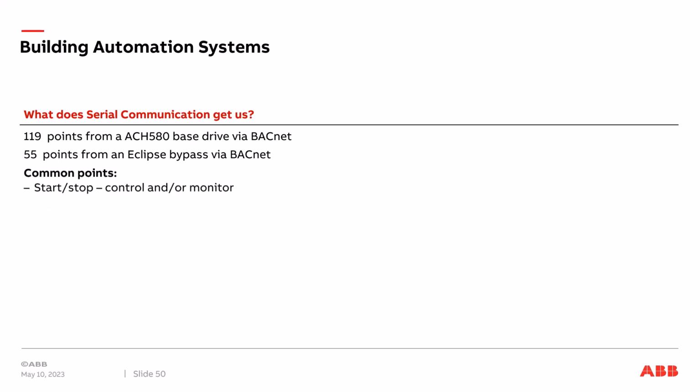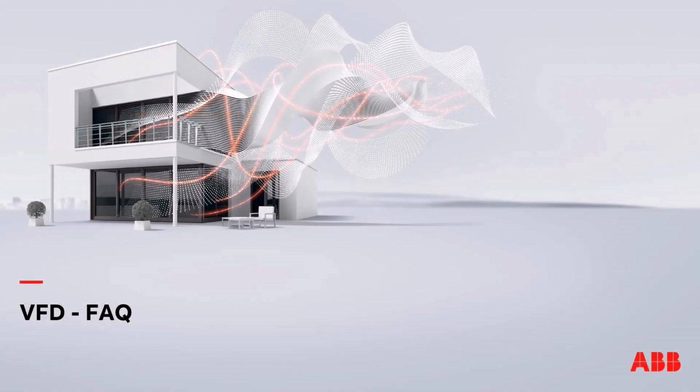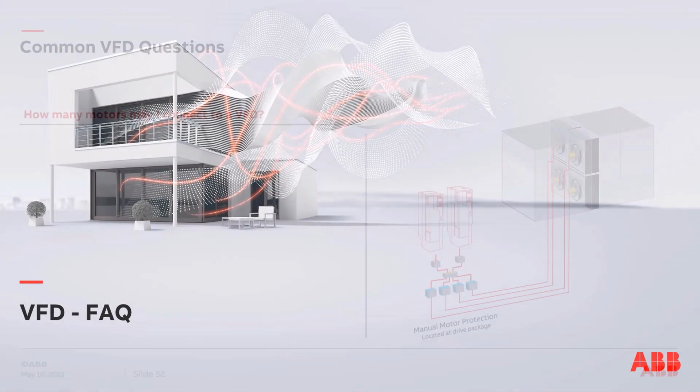The common points are start, stop, control or monitoring, speeds, controls or monitoring, power, monitoring for LEED credits and other rebates, and hand-off-auto status. For troubleshooting, you have fault codes, safeties, fault resetability, and for pass-through I/O, anything you want. You can pass it through from the drive or the bypass and send it up to your communication system as needed. So here's some frequently asked questions that we deal with when it comes to VFDs.